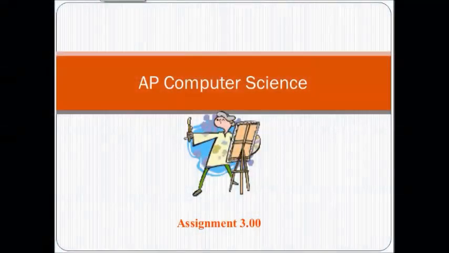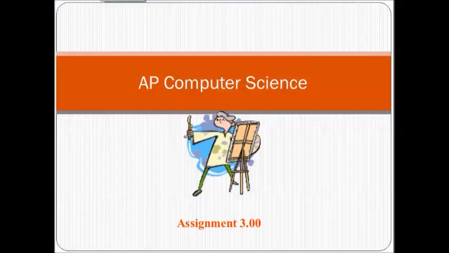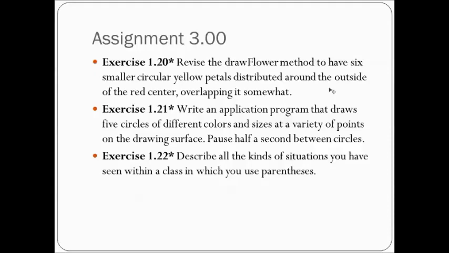Welcome to AP Computer Science. We're going to look at how to do assignment 3.0. Assignment 3.0 is a three-part assignment. The first part is to draw a flower method to have 6 circular yellow petals distributed around the outside of the red center, overlapping it somewhat.